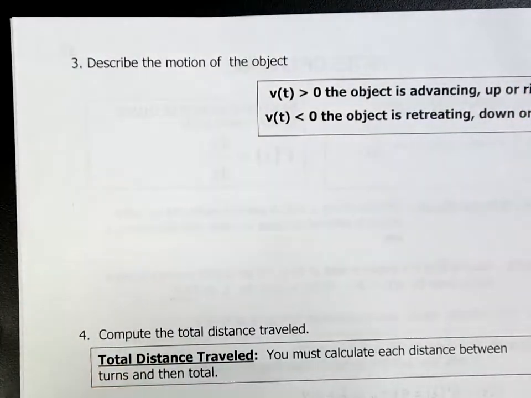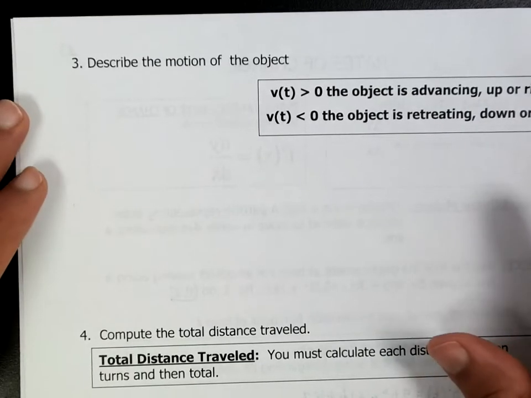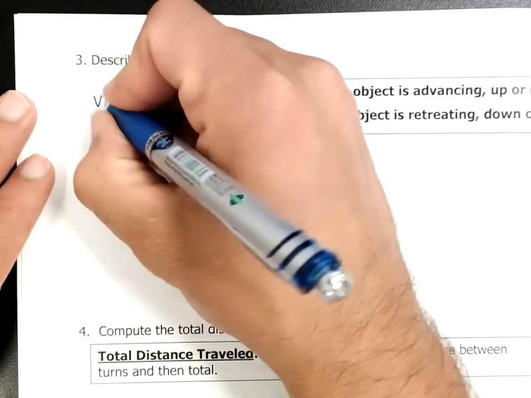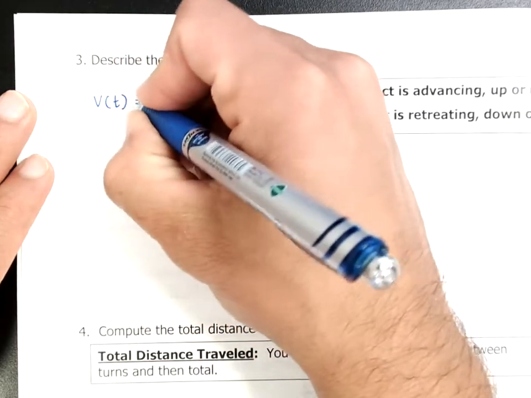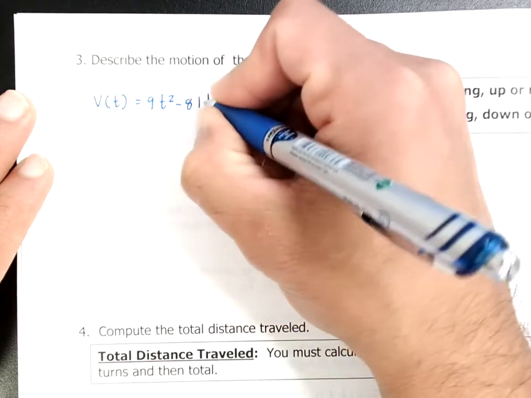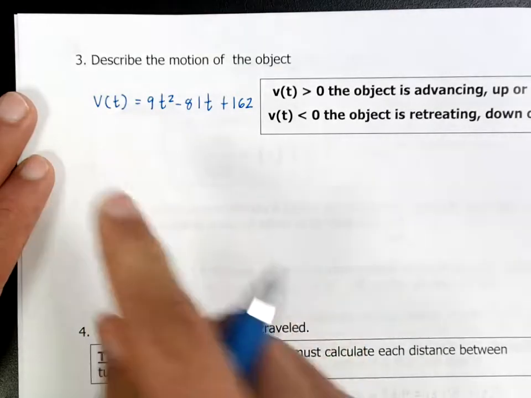Not a huge deal here. Now, to describe the motion of the object, we will not use the position function, because the position function does not really tell us if this object is retreating or advancing. What will tell us that, however, is velocity. This is 9t squared minus 81t plus 162. And remember, this is what I got from taking the derivative of the position function.